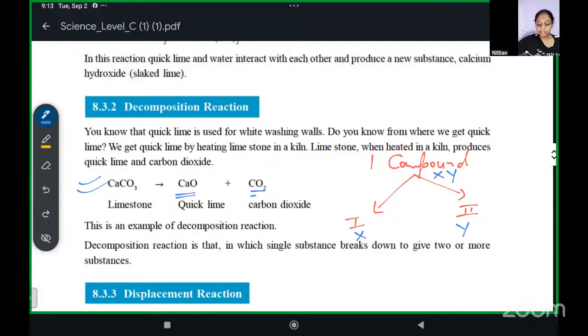Ma'am, should I remember all these reactions, or will they not be given in the test at all? The meaning can be asked, Abraham. What is decomposition? I'm not saying I can remember a few of them, ma'am. I'm asking if all of them are going to be asked in the test. A few of them will be there, Abraham. Not all, but a few of them.